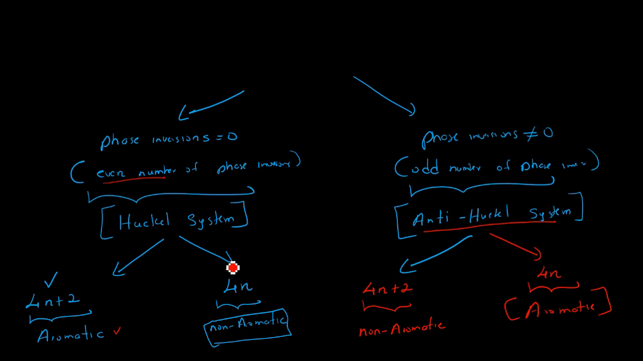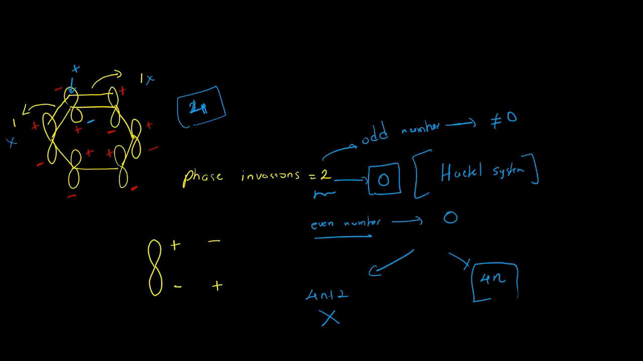Now, in the case where your cyclic compound has phase inversions, it's an odd number, right? You can't make it 0, so it's an odd number. So it's an anti-Huckel system. Now in the anti-Huckel system, you need to calculate the pi electrons and see whether it satisfies the 4n plus 2 rule. Now if it satisfies the 4n plus 2 rule, then it's non-aromatic. It's the opposite of here, right? If it satisfies the 4n rule, then it's aromatic. I hope you get the idea, right? So this is all about the Huckel rule.